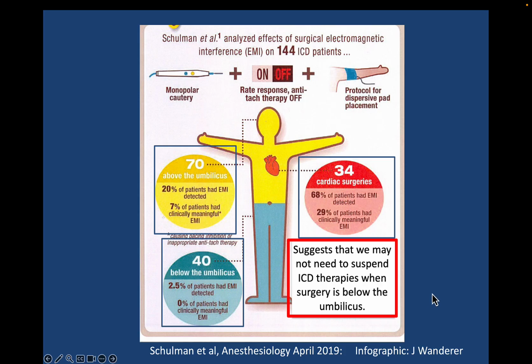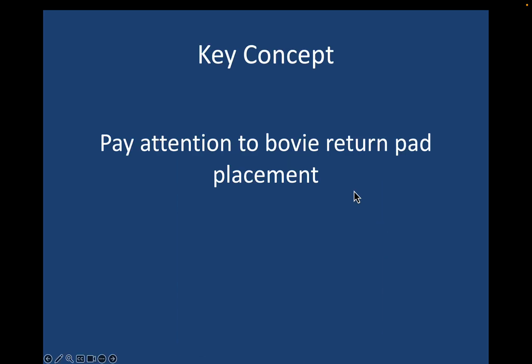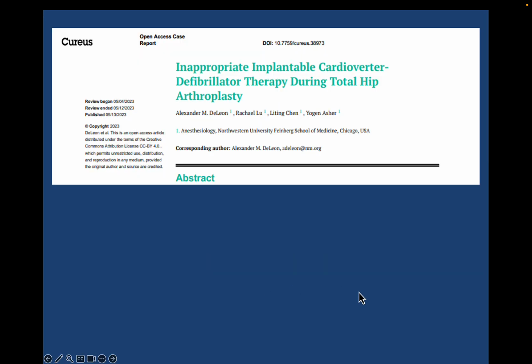And so these are the two papers that are sort of out there, and then there's a lot of experiential knowledge that went into the publication's recommendations. But one thing that's really important to understand is that you have to pay attention to bovie return pad placement. Nurses are not typically going to know the relationship between a patient getting a shock and the bovie return pad placement. And so this is a perfect example of why it's important.